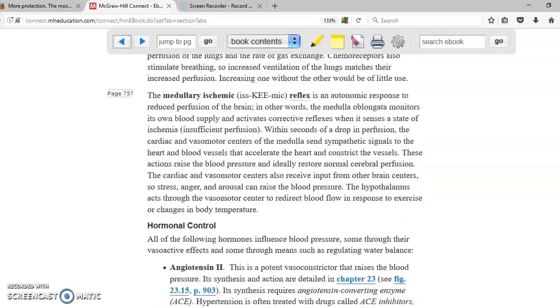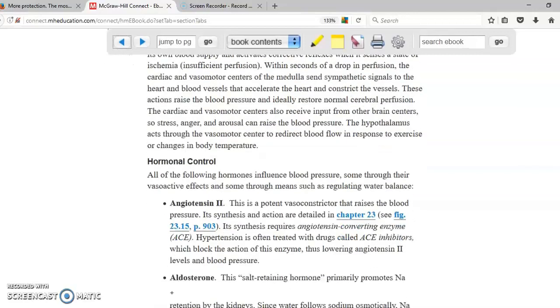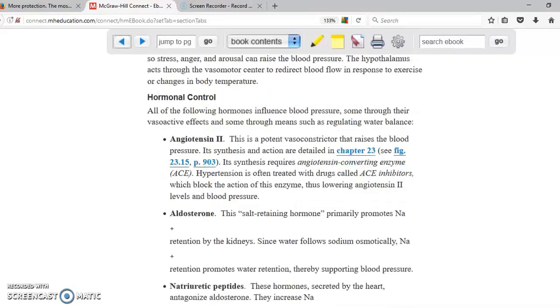So the next item is hormonal control. The hormonal control is also used in order to influence the blood pressure. So either it can increase or decrease the blood pressure according to the body needs. The first one that we have is angiotensin 2. Angiotensin 2 is going to produce vasoconstriction, and because of the vasoconstriction, then our blood pressure will increase.